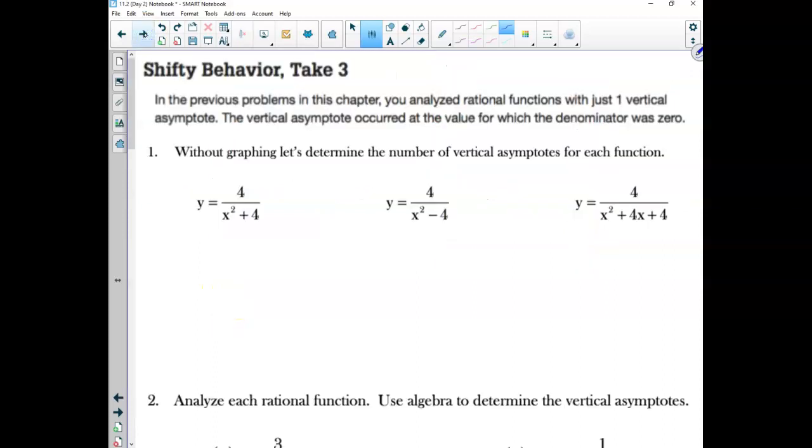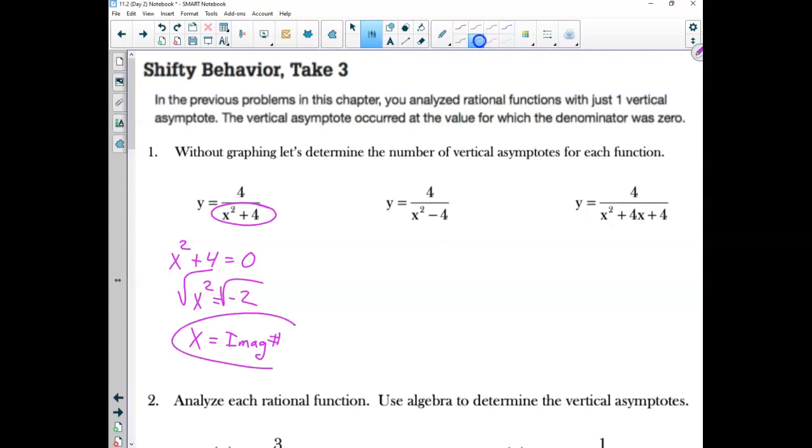So shifty behavior, take 2. Okay, so what we're going to do here is, without graphing, determine the number of vertical asymptotes for each function. Well, remember, vertical asymptotes are going to happen technically when my denominator equals 0. So how we're going to do that is we're going to take that whole expression in the denominator, set it equal to 0, and solve for x, and we find out x squared equals -2, and when I square root, I find out x equals an imaginary number. And so because it's imaginary, this is going to have none. There's none in that one.